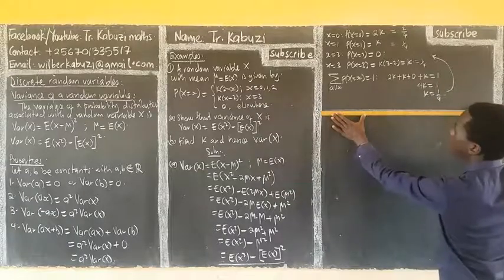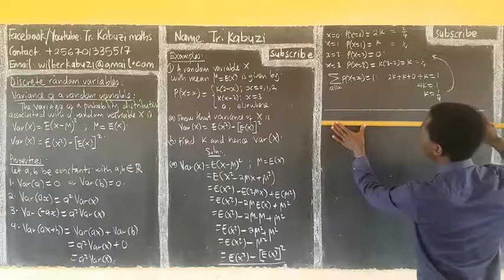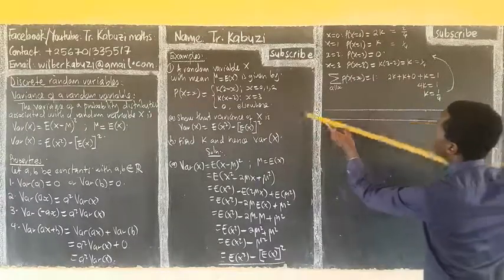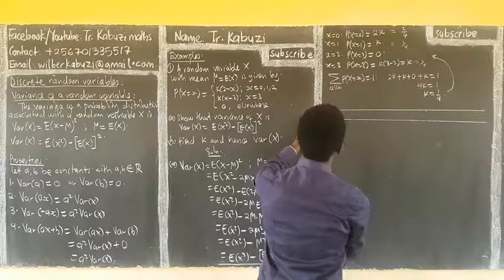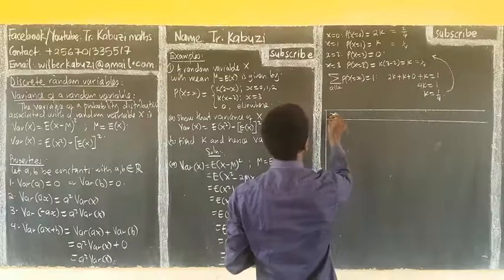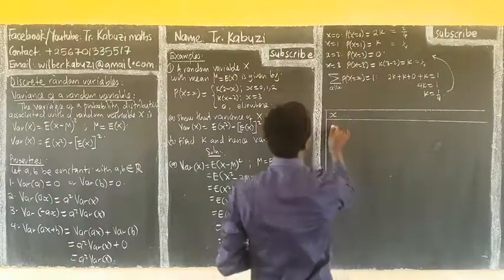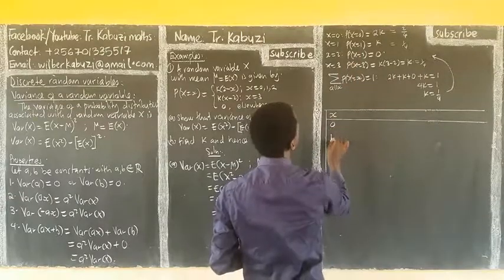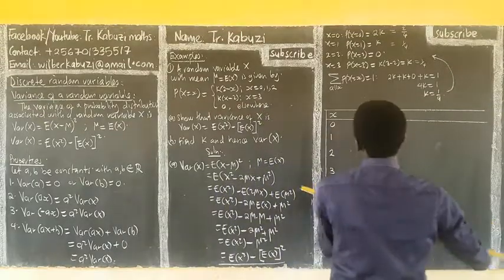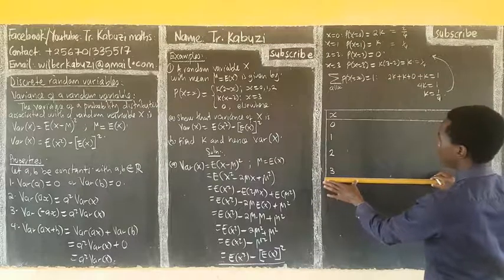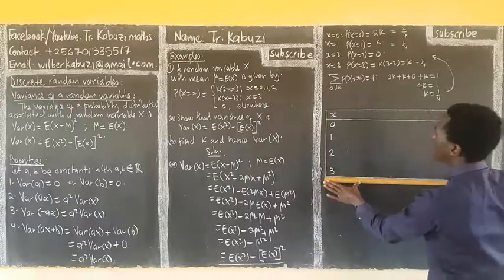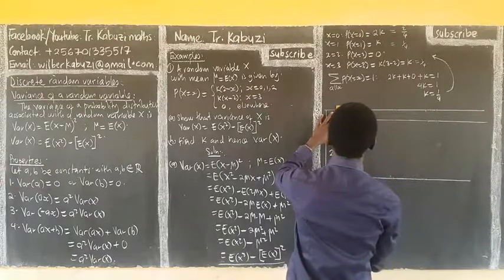We draw a simple table there, which we are going to use to calculate the mean. Or you can do it in one step, but the table is better, so we don't make a lot of mistakes. So we have 0, 1, 2, and also 3. These are our values of x. Then I also input my probability.